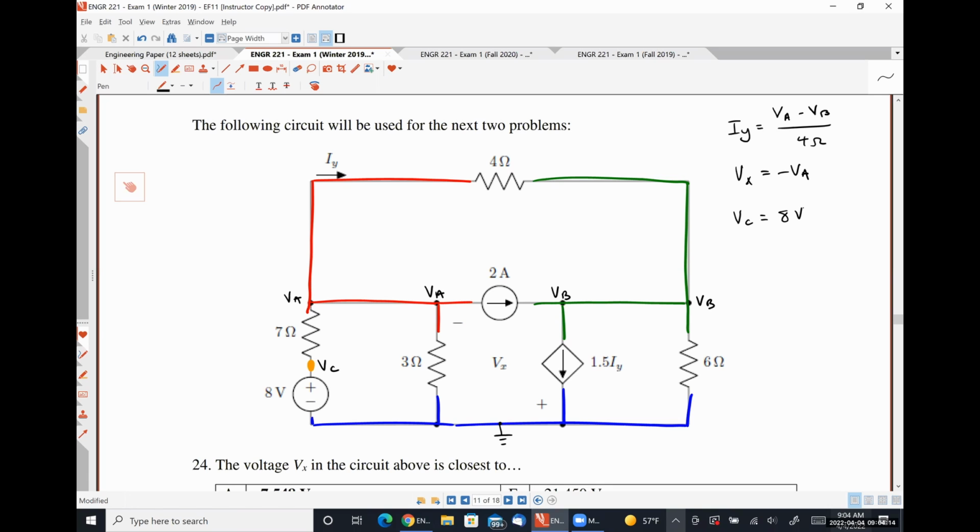I don't have any supernodes that don't contain ground, so now I'm just going to write KCL at node A and KCL at node B, and I'm done. So KCL at A is going to look like VA minus 8 volts over 7 ohms plus VA over 3 ohms plus VA minus VB over 4 ohms is equal to 0. So that's this term, and this term. KCL at B.